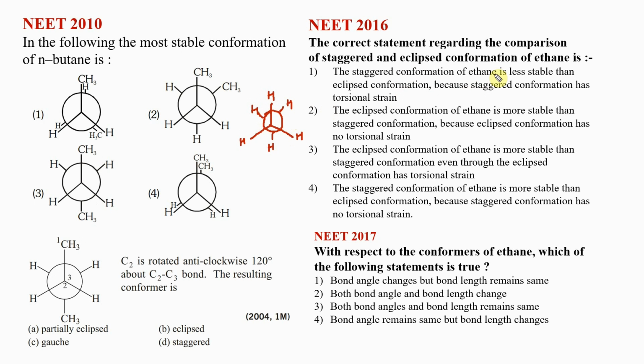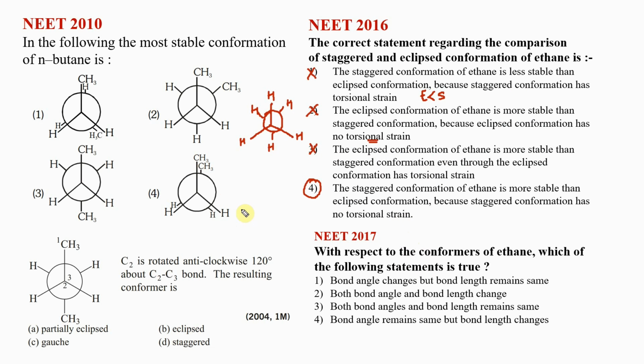Alright. The staggered conformation of ethane is less stable than eclipsed. No. So what do we know about ethane? Eclipsed is less stable than staggered. So this is wrong. Eclipse conformation of ethane is more stable. Staggered is less stable, if they say this, they have worded it differently. Torsional strain is nothing but the repulsion, that's all. The eclipse conformation of ethane is more stable than staggered conformation, even though the eclipse conformation has staggered torsional strain. Nope. Staggered conformation is more stable than eclipse conformation. That's all. Straightforward.